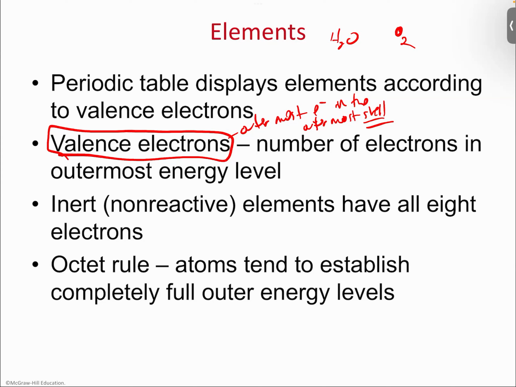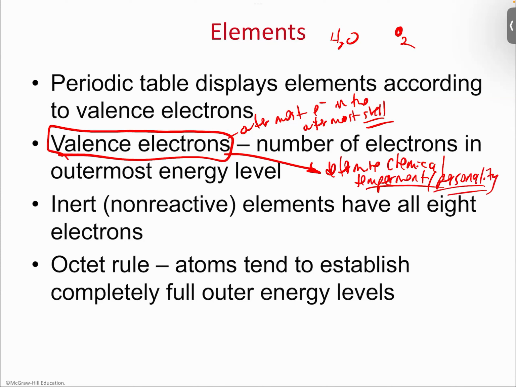So why? It's because these electrons basically determine chemical temperament and personality. You, by virtue of your goal to build a biological organism, are a molecular matchmaker. It is your job. No eHarmony, no Match.com, none of that nonsense.